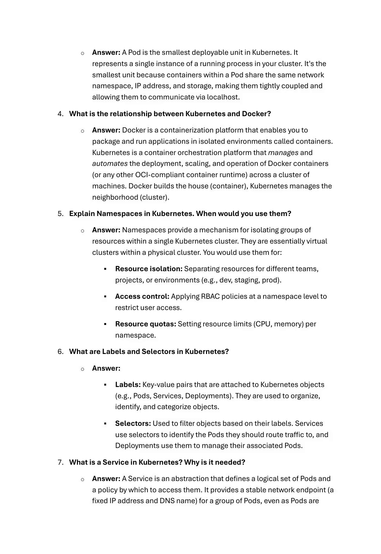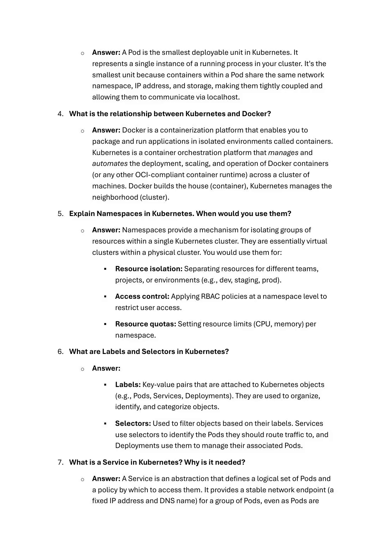5. Explain namespaces in Kubernetes. When would you use them? Answer. Namespaces provide a mechanism for isolating groups of resources within a single Kubernetes cluster. They are essentially virtual clusters within a physical cluster. You would use them for resource isolation, separating resources for different teams, projects, or environments. For example, dev, staging, prod. Access control: applying RBAC policies at a namespace level to restrict user access. Resource quotas: setting resource limits, CPU, memory, per namespace.